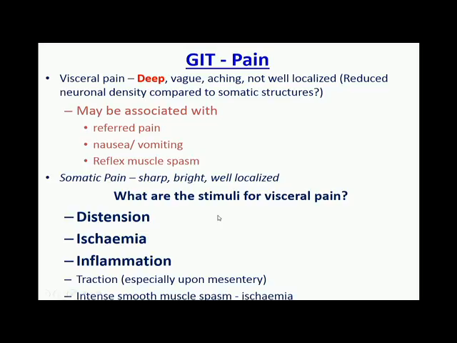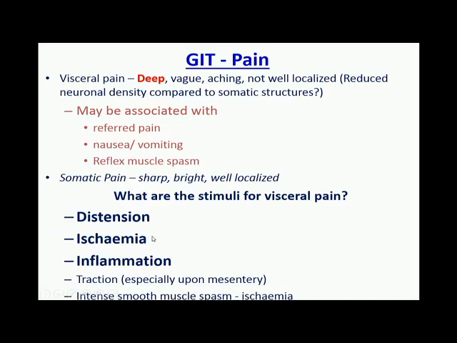Now, what are the stimuli for visceral pain? Visceral organs are usually relatively pain insensitive, and there are no specific pain receptors in the visceral organs. Also, the density of sensory innervation is much less than in somatic organs like skin. Skin is densely innervated, whereas visceral organs have very poor sensory innervation. Now these are the common stimuli of visceral pain.